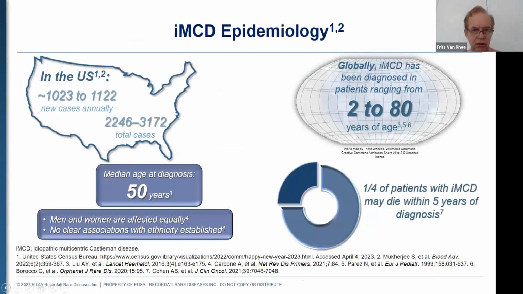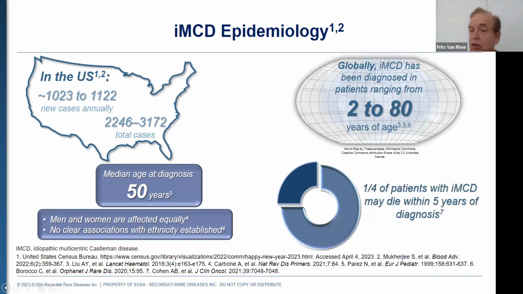So in terms of epidemiology, I have a little bit more insight since we now have a disease-specific code in the United States. And it is indeed a rare disease. There are only about 1,000 to 1,100 cases diagnosed annually. The median age of diagnosis is 50 years. Both men and women appear to be equally afflicted.